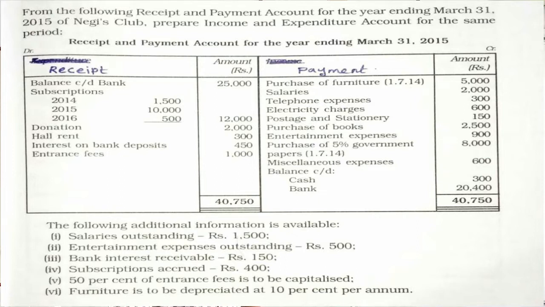Items on the receipt side: balance brought down, that is bank, rupees 25,000. Then subscription: in the year 2014, rupees 1,500; 2015, rupees 10,000; then 2016, rupees 500. All together 12,000 in amount.